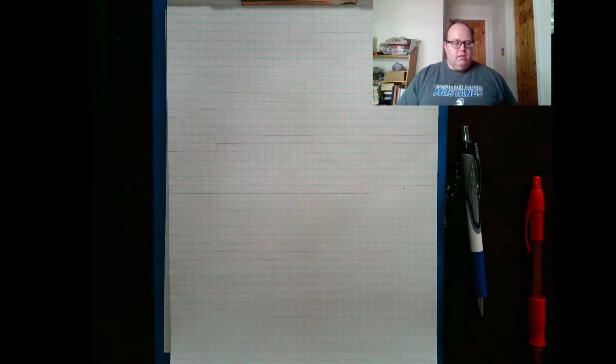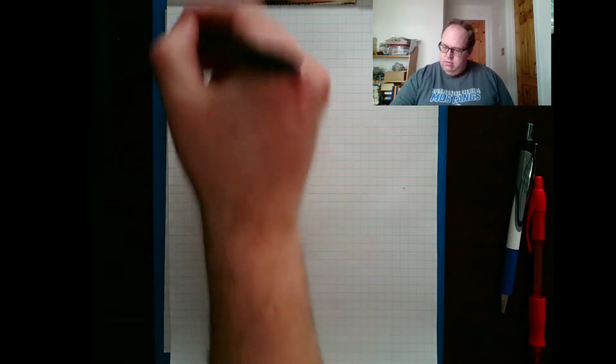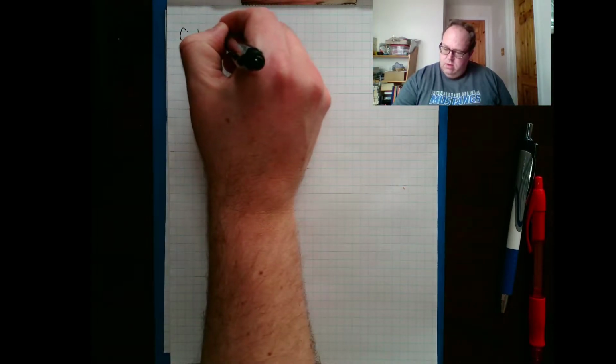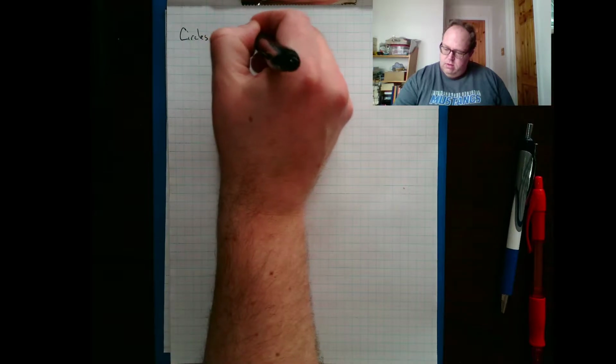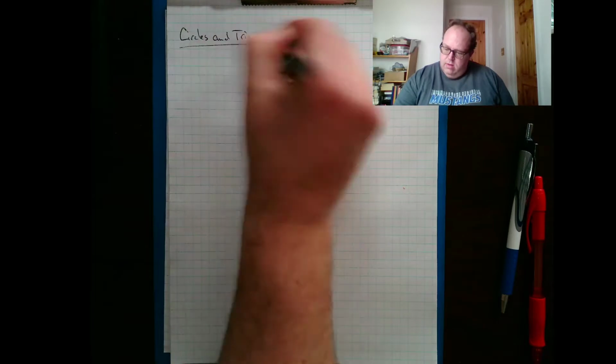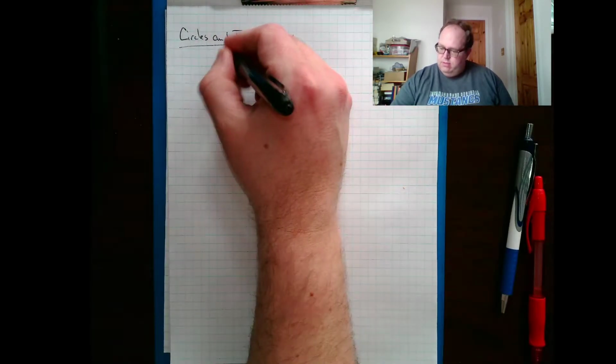Alright, in this session we're going to talk a little bit about circles and then connect that back to some of the special triangles that we talked about and something that's called the unit circle. But first, we'll call this Circles in Trigonometry, with the subtitle Unit Circle.